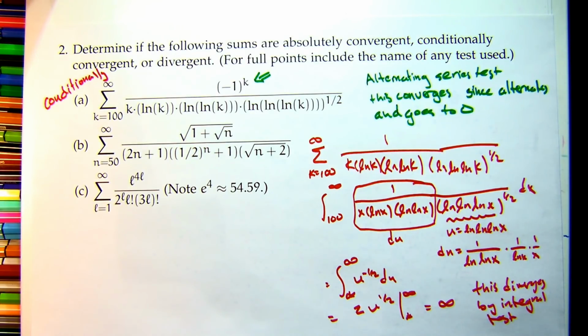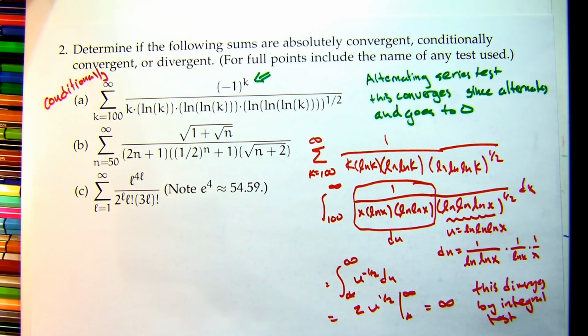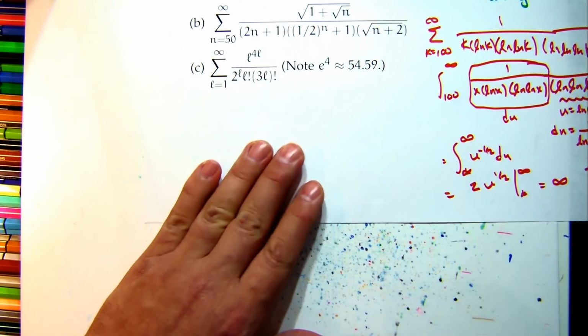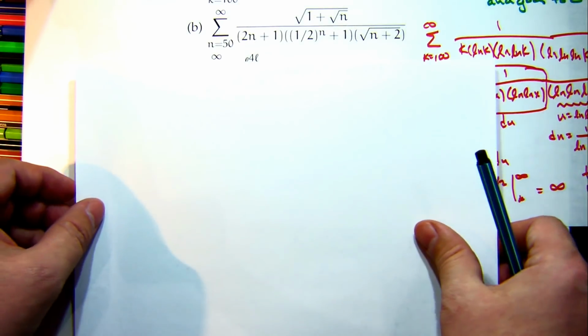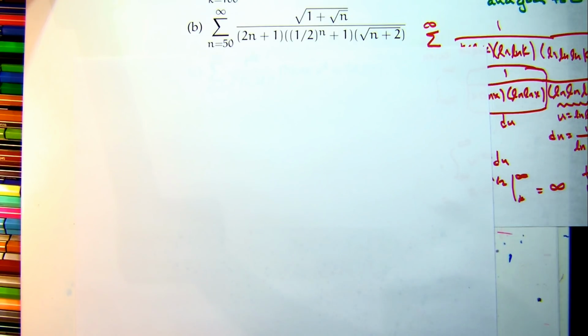Now, for part B, we have this expression: 1 plus root n, 2n plus 1, (1/2)^n plus 1, square root of n plus 2. Now, whenever you see something like this, you see all those plus signs? Plus signs mean there's stuff I can ignore, and I'm only going to focus on the most important thing, whatever grows fastest. So when I see plus signs, I throw away the thing that's small and keep the thing that's big. That's going to help me understand how it's growing.